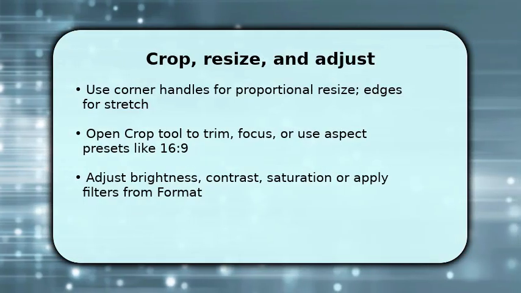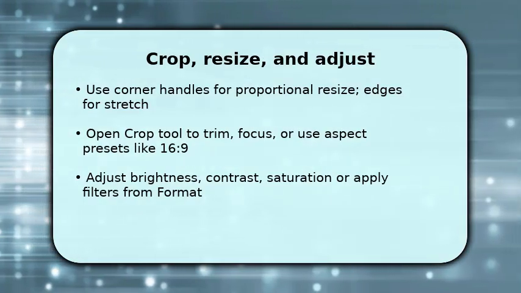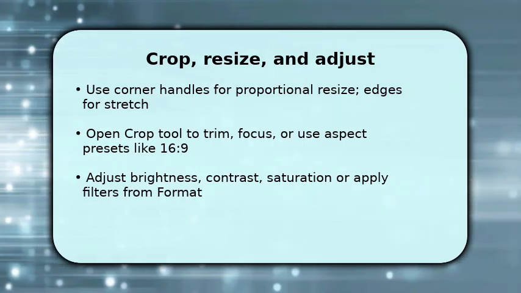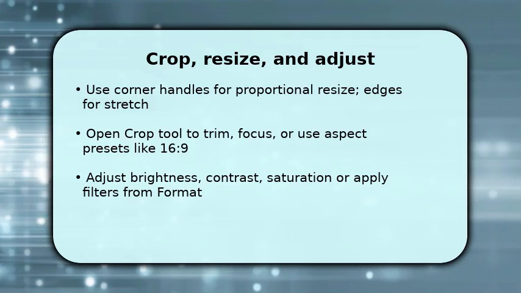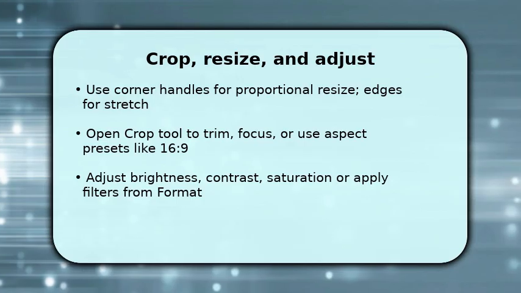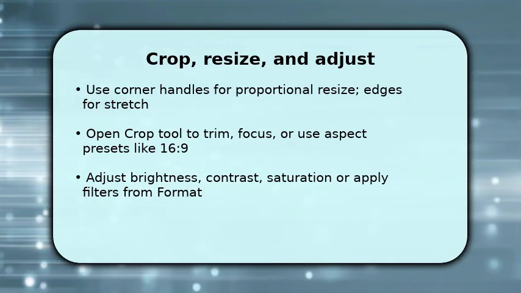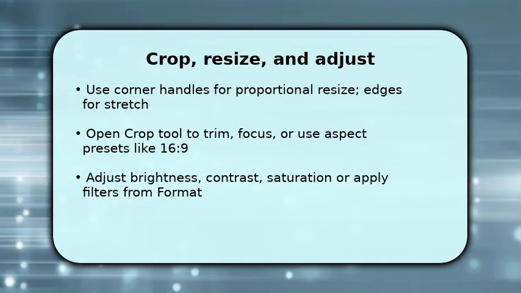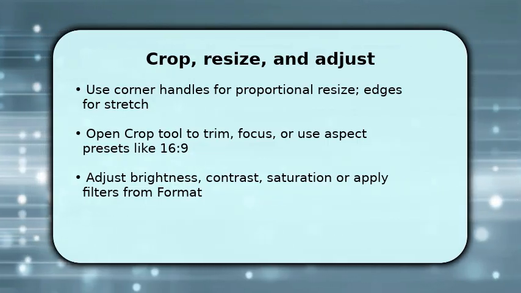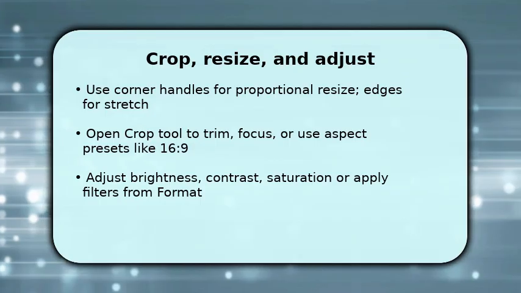Once the picture is placed, crop to remove distractions and focus on the subject. Open the crop tool and drag edges or pick an aspect ratio like 16:9. After cropping, resize using corner handles to maintain proportions and use the format pane to tweak brightness, contrast, and saturation so colors match the document. You can also apply subtle filters for consistency.